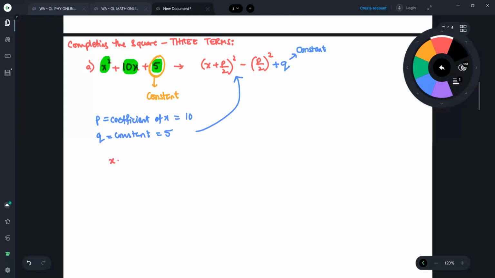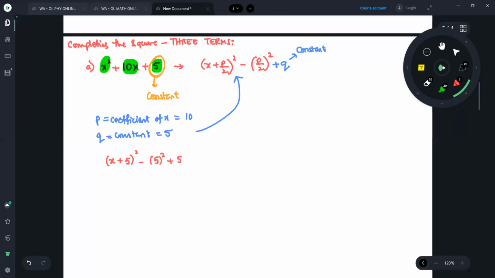That's it. x plus 10 over 2. But I'm not going to write down 10 over 2. Why? Because you've grown up enough, all of you. 10 over 2 is 5. So x plus 5 whole square minus 5 whole square plus q, which is also 5 in this question. Now my final answer would be x plus 5 whole square. This stays as it is. Minus 5 whole square is minus 25.